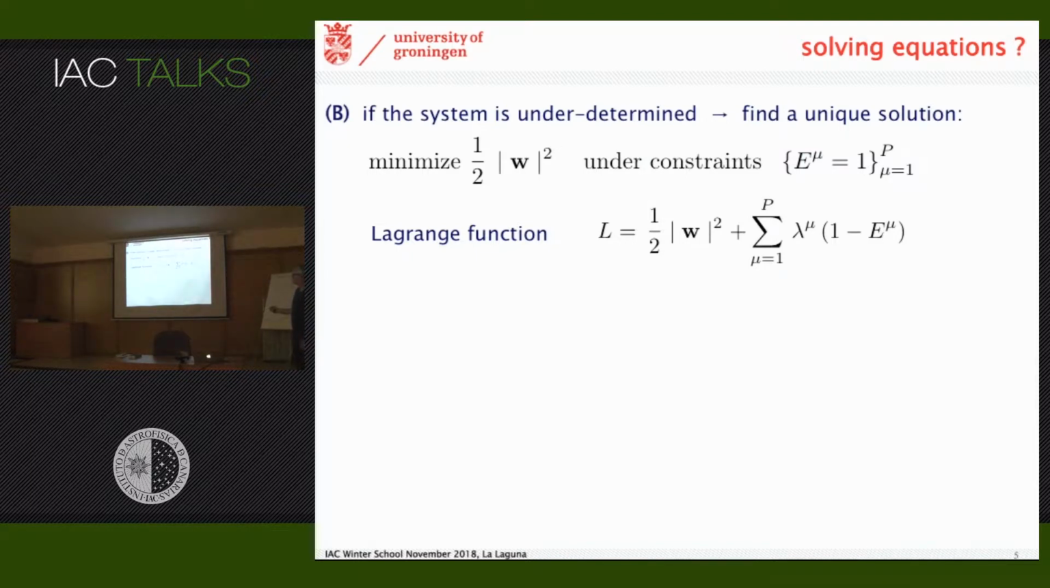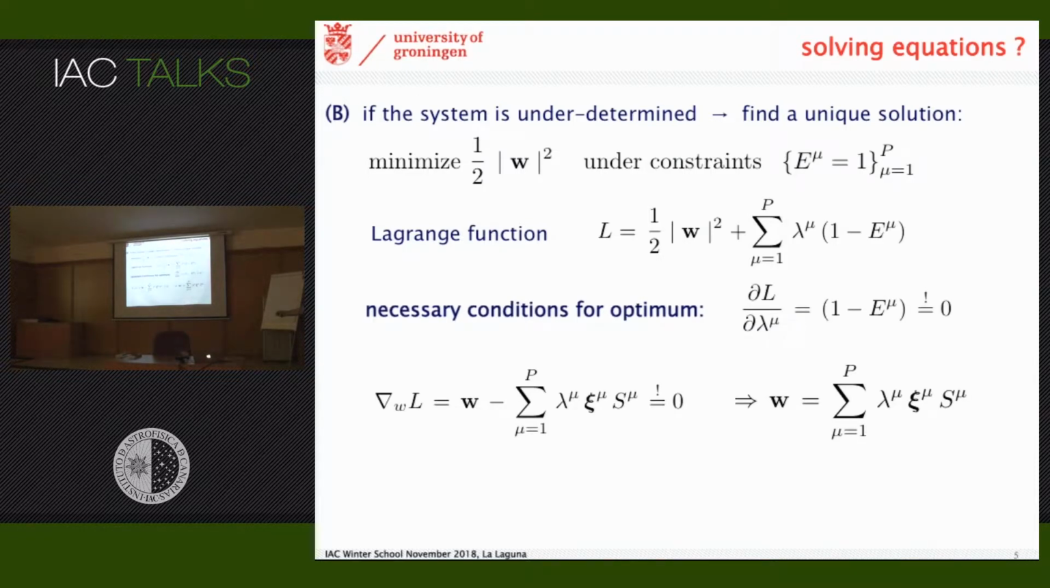Minimization or optimization under constraints is well known in physics and any other field. We would introduce Lagrange multipliers and define a Lagrange function, called L here, which is the objective, the norm squared, plus the constraints that I want to satisfy times a Lagrange multiplier lambda mu. For each constraint, I need one such multiplier. That's a well-known strategy. And now I can write down necessary conditions for an optimum.